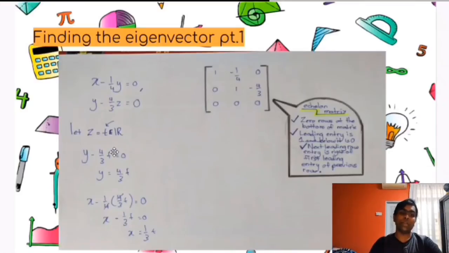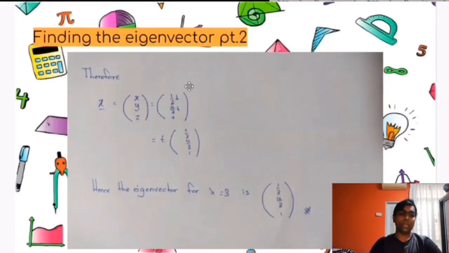And after substituting t into z, we shall use the new z value, which is t, into our second equation, and we shall get y minus 4 over 3t equals to 0. So our y value is 4 over 3t in terms of our arbitrary constant. So after finding y equals to 4 over 3t, we shall just plug into our first equation. So we shall get x minus 1 over 3t equals to 0, and finally our x is 1 over 3t, also in terms of t, our arbitrary constant.